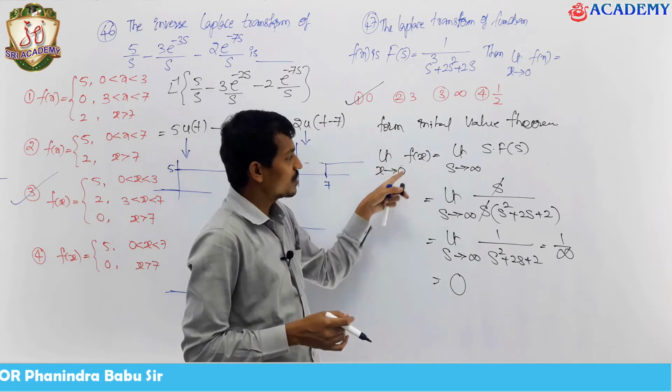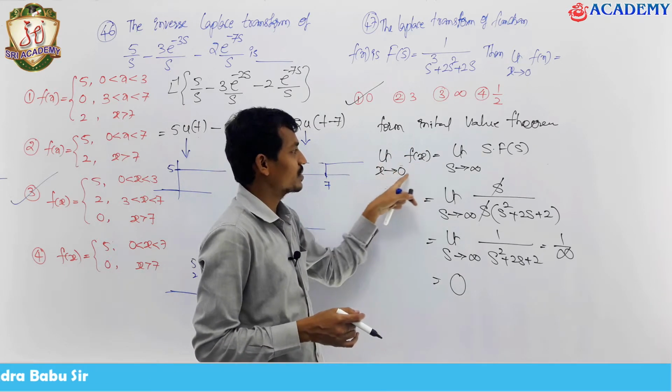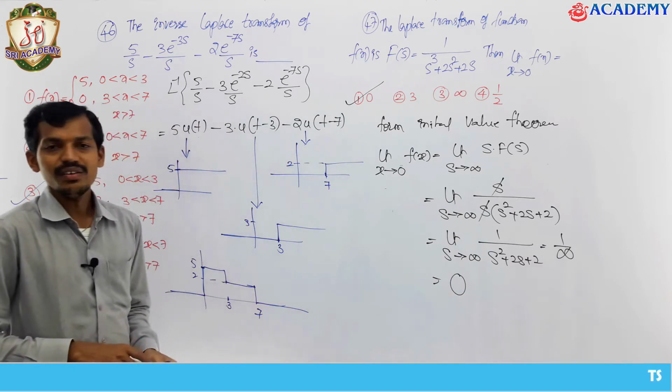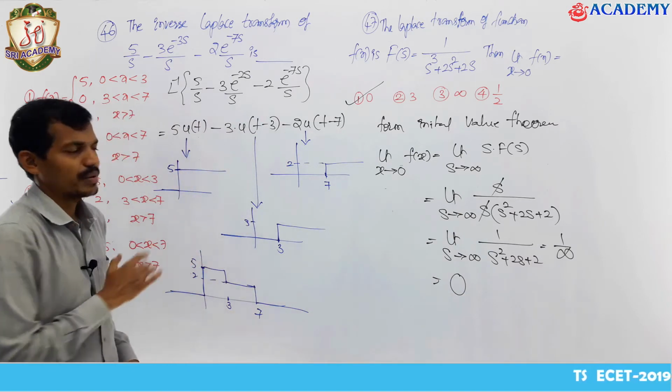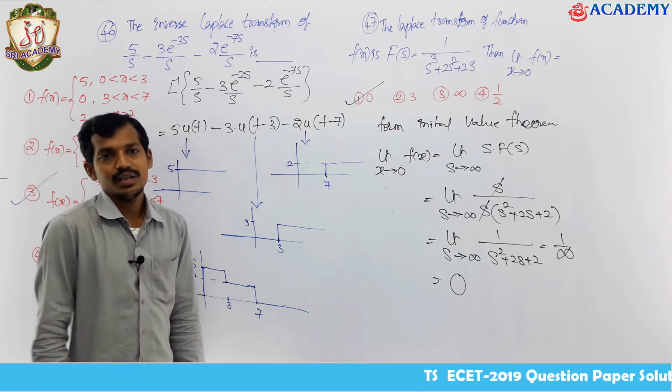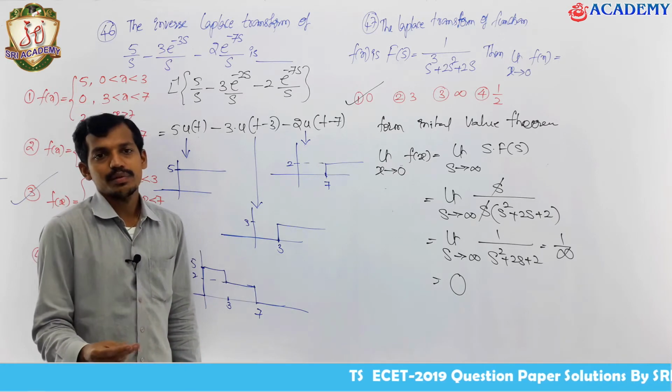By the initial value theorem, we have the limit as x tends to 0 of f of x equal to the limit as s tends to infinity of s into f of s. So these are basic problems, nothing is there. You have to convert and get it. Okay, let's see other problems.